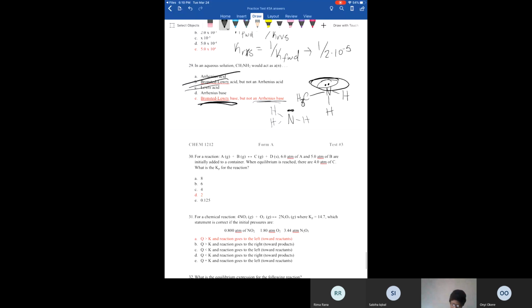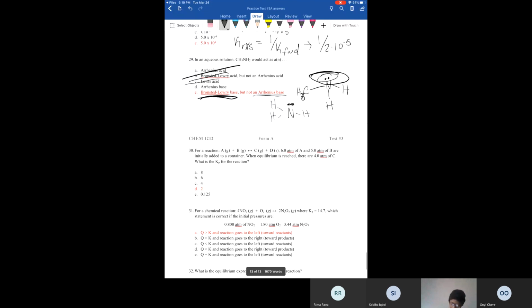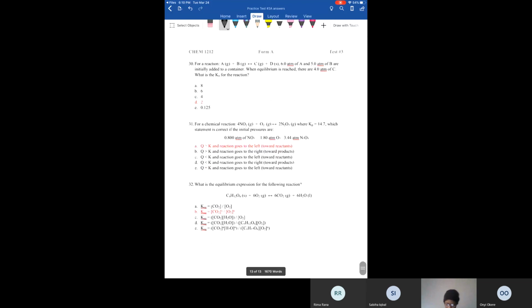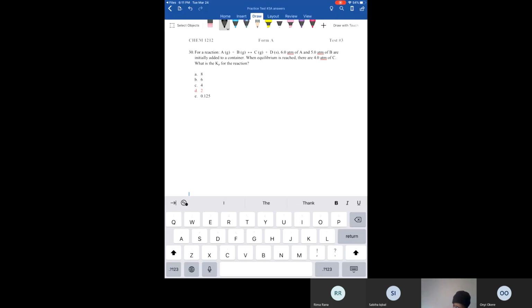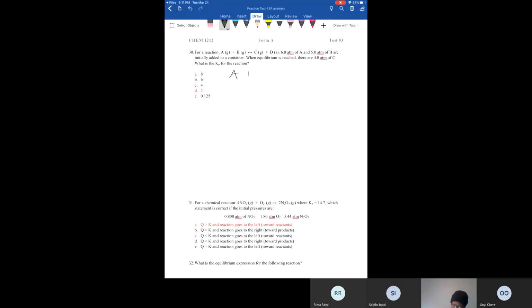For a reaction of A plus B goes to C plus D, 6 atm of A and 5 atm of B are in the reaction. If there is 4 atm of C at equilibrium, what is the Kp of the reaction? So this is one of the slightly easier ICE table reactions. So A plus B, and they're not all gases. So don't include D, because D is a solid.